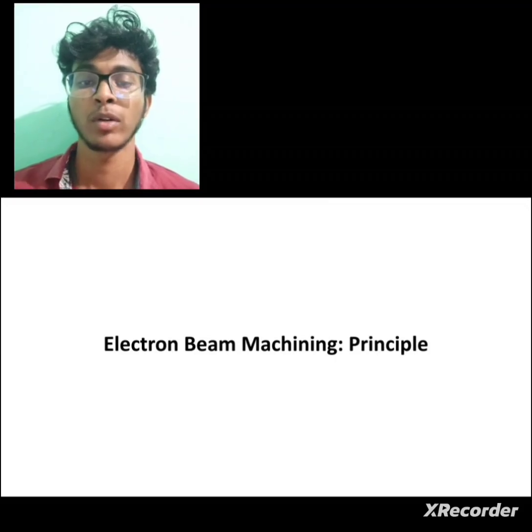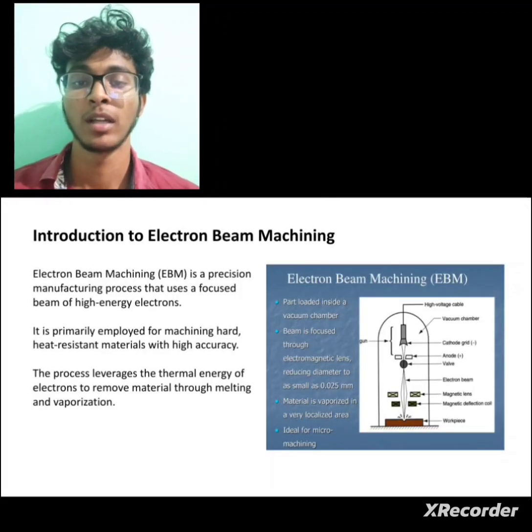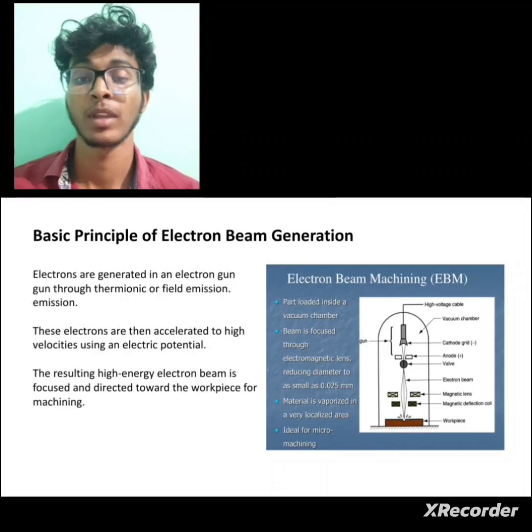My topic is electron beam machining. Introduction to electron beam machining. Electron beam machining is a precision manufacturing process that uses a focused beam of high energy electrons. It is primarily employed for machining hard heat resistant materials with high accuracy. The process leverages the thermal energy of electrons to remove material through melting and vaporization.